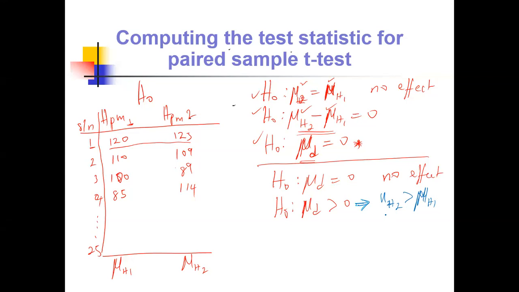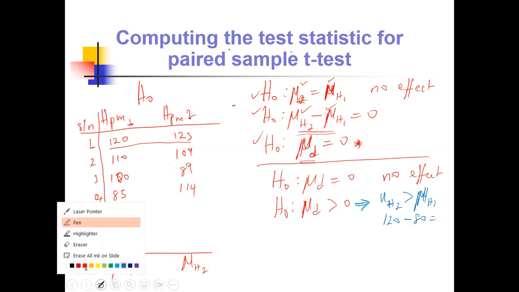So let's say, for example, this is 120 after, and this is 80 before. Then you're going to get a positive number, which is greater than 0. That is why you can write the, sorry, this should be 1 here. That is why you write the alternative that way.